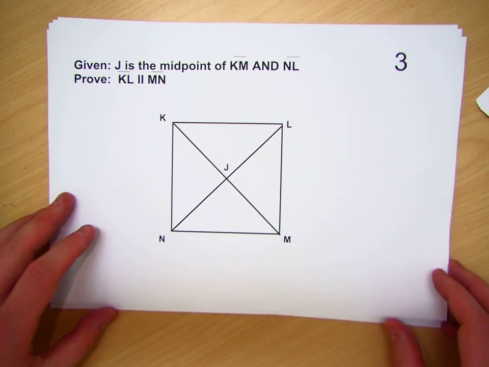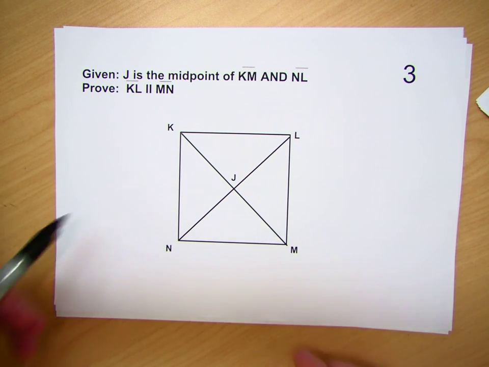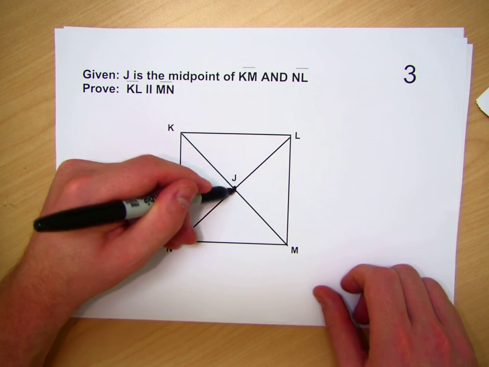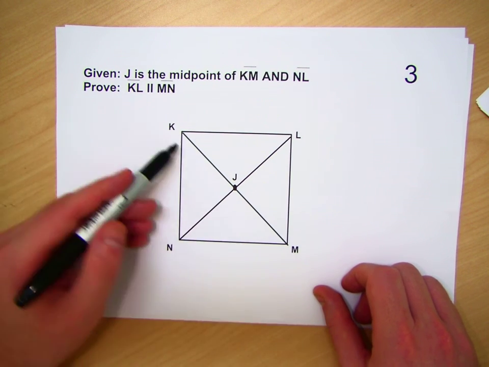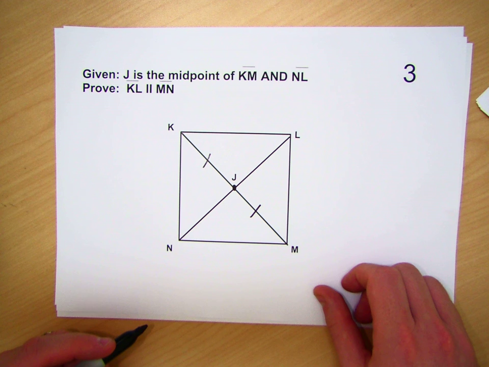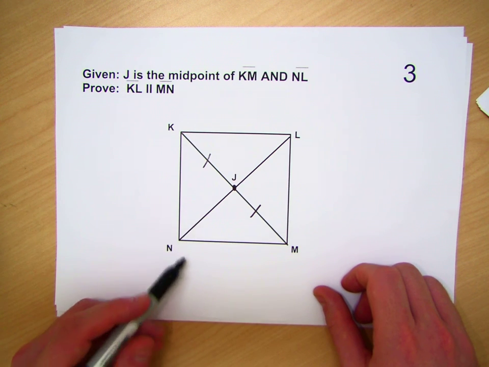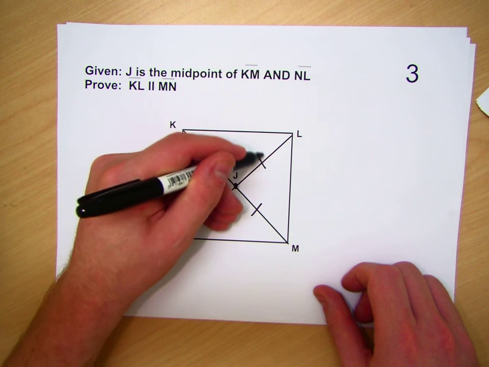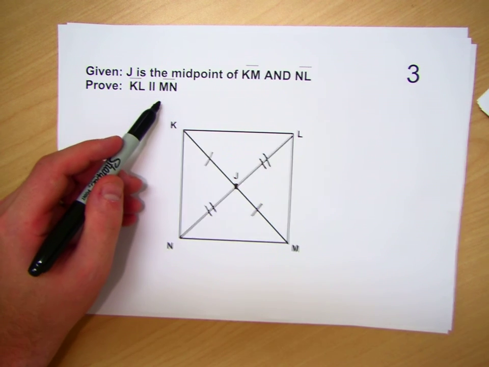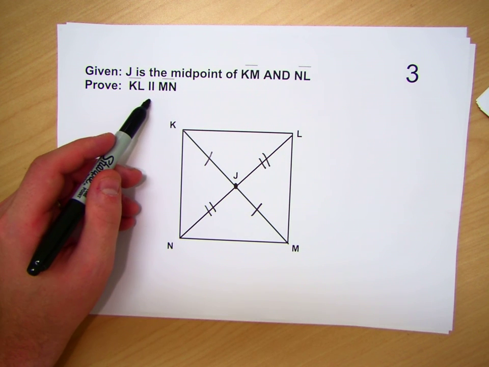Looking at number 3, 3 is a little different. It tells you that J right here is the midpoint of KM. So we automatically know that those are going to be the same because of the definition of midpoint. If it's the midpoint of NL, we also know those are going to be the same.